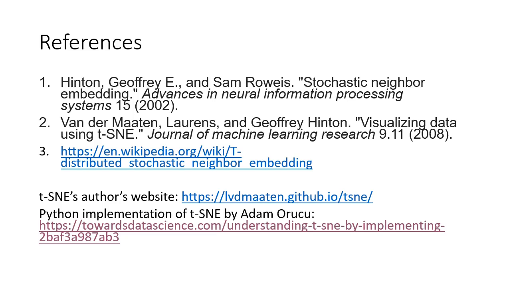And also the second one is the Python implementation of tSNE by Adam Oruku. And you can also read this article in case you want to implement the algorithm yourself.